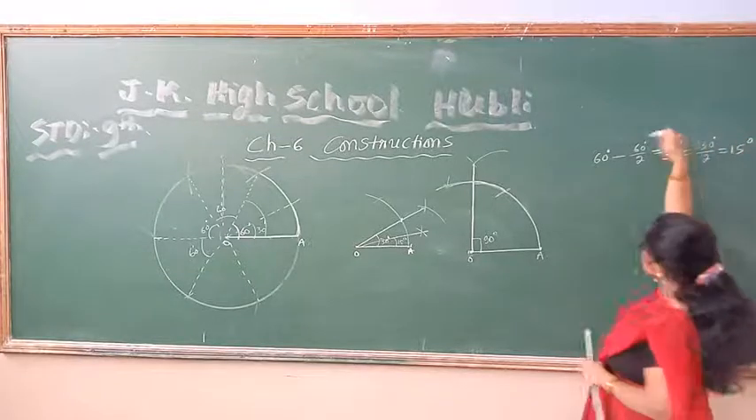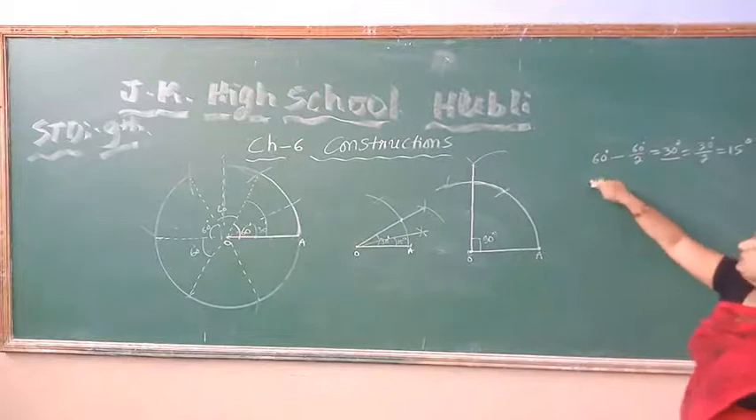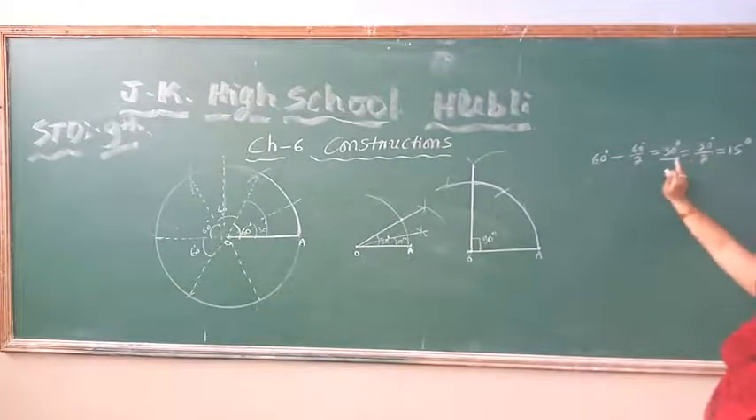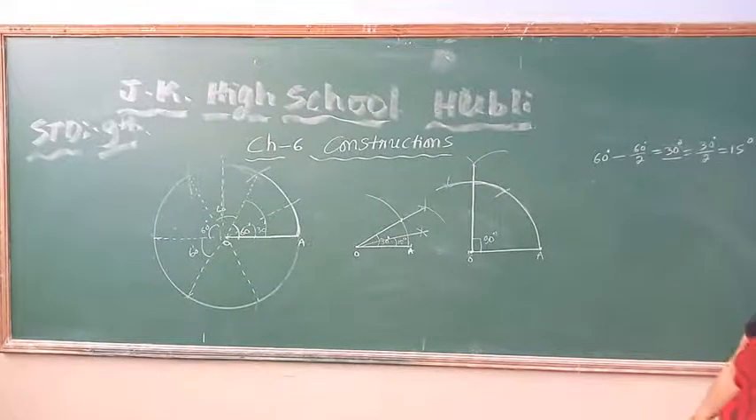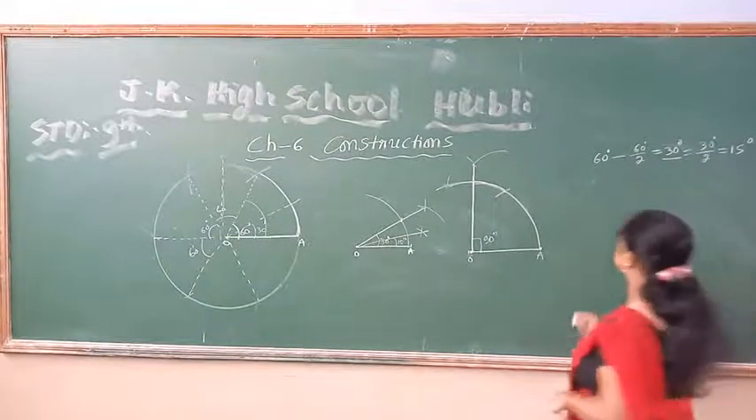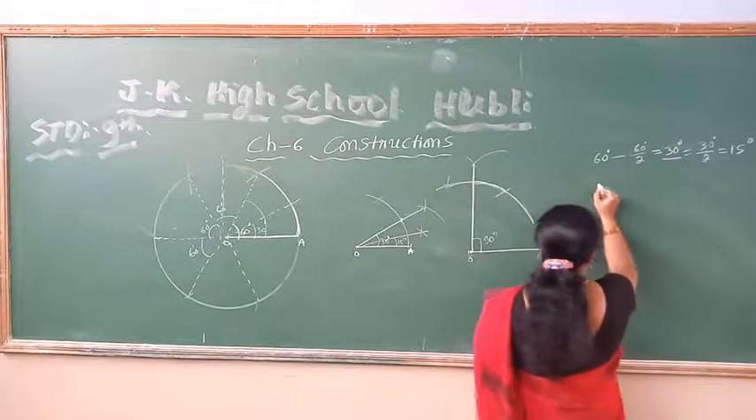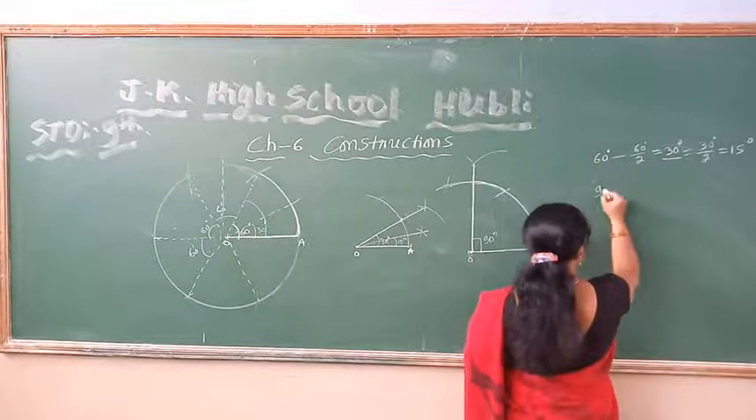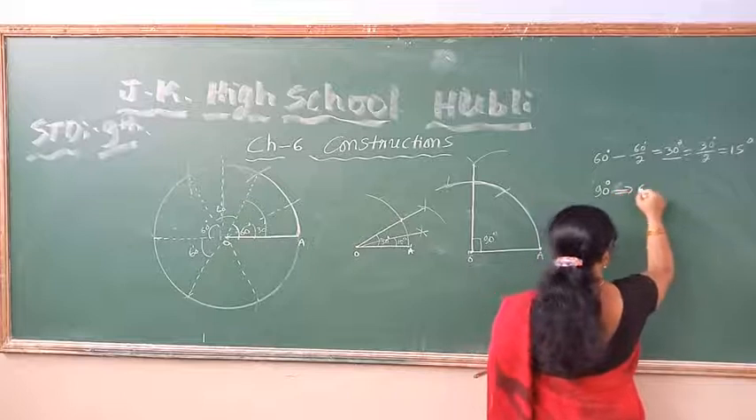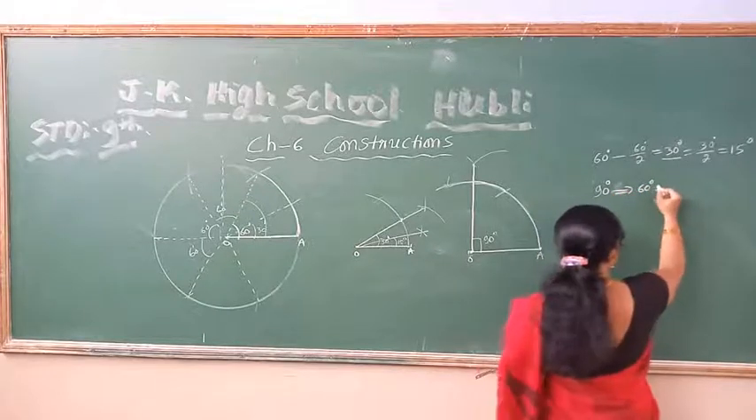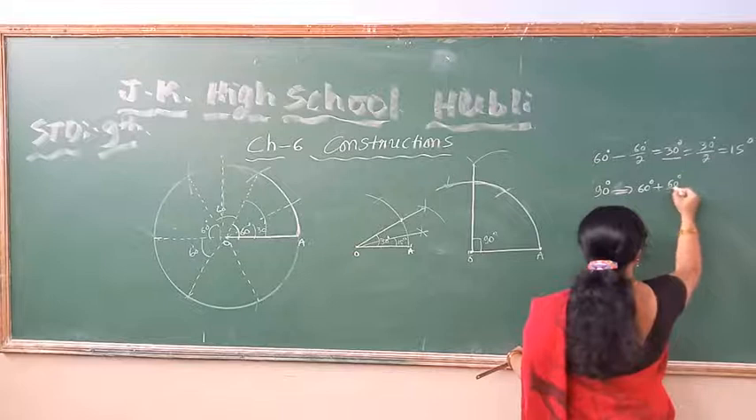You want 30 degree means you bisect the 60 degree angle, and you want 15 degree means once again you have to bisect 30 degree. Then you are going to get 15 degree. So then you want to bisect that, then you have to construct 90 degree. You have to construct 90 degree means first for this first 60 degree one arc, next 60 degree you bisect it.